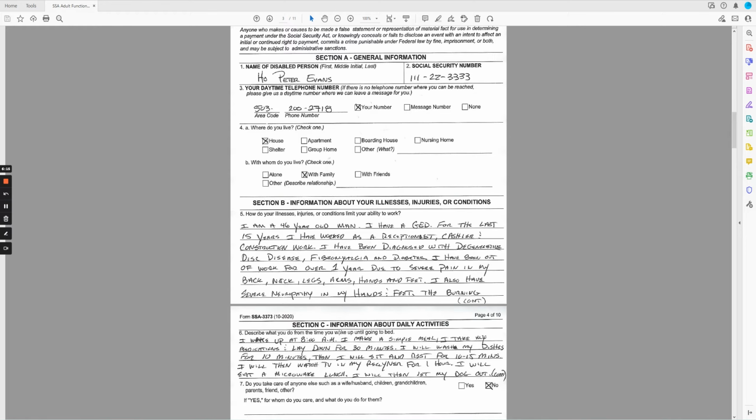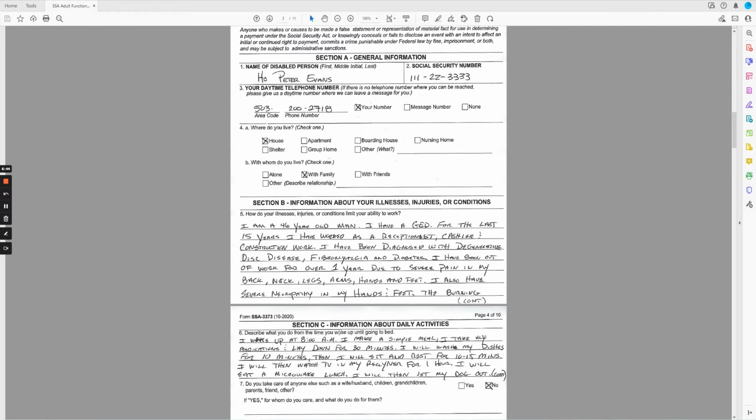Along the way, you'll get a work history form where they ask just for job titles. I think it's okay to put down your job titles here and then write down your diagnoses. I've been diagnosed with degenerative disc disease, fibromyalgia, and diabetes. And then I've been out of work for over 1 year due to severe pain in my back. And this is symptoms, because a symptom of degenerative disc disease and a symptom of fibromyalgia is pain.